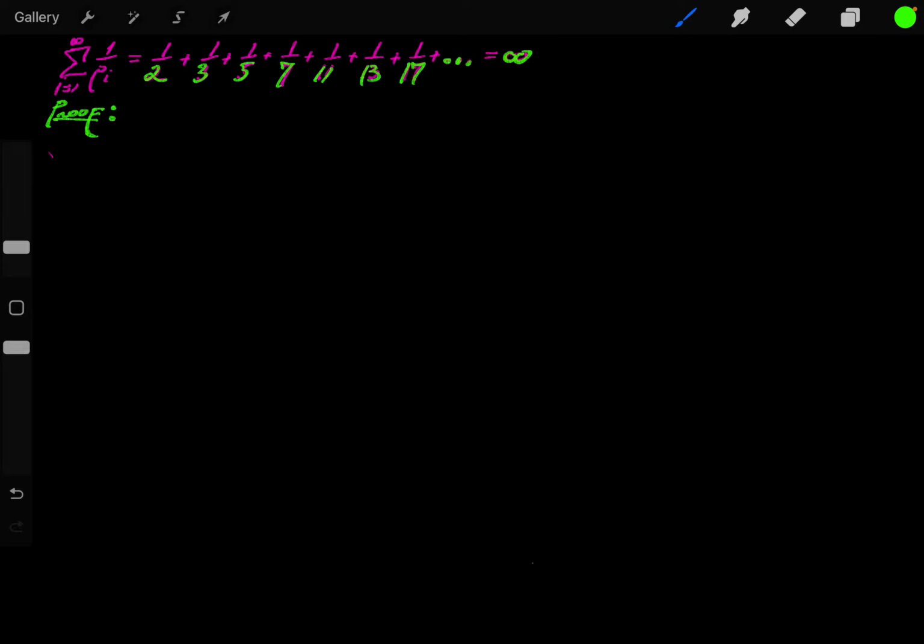Now, how are we going to prove this? We're going to prove this by contradiction. We're going to say, assume that the sum converges. Okay, what that means is that the sum is going to go towards some fixed number.